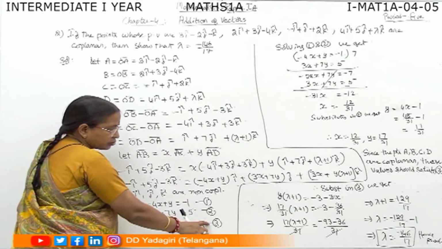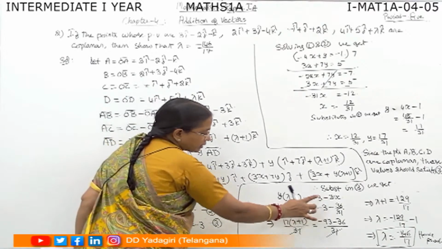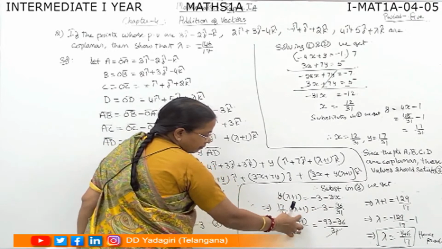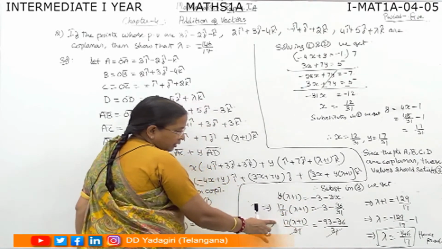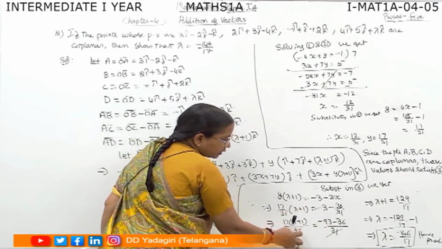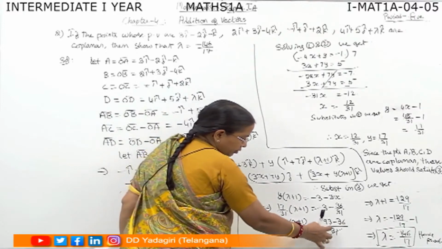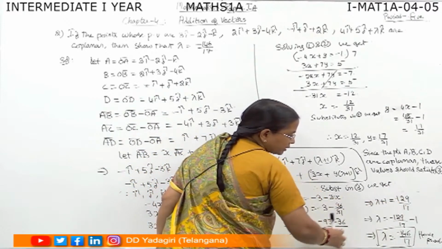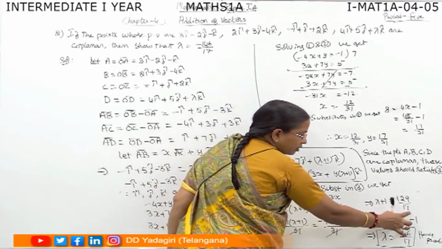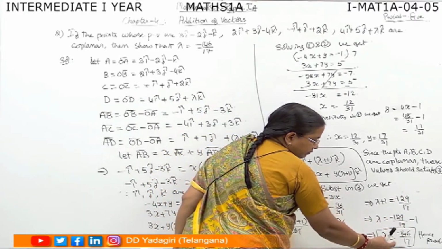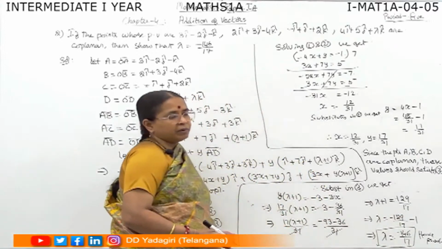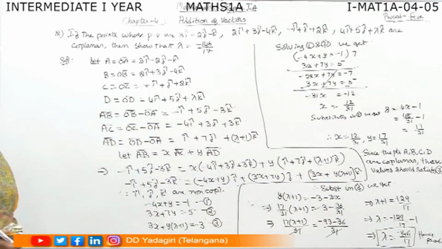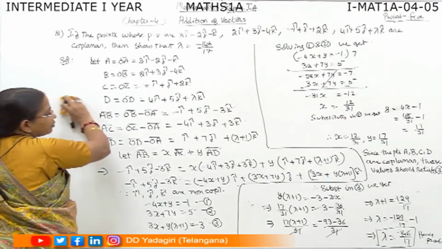We'll take this 3x to that side, so it is minus 3x. Now we will substitute the x value and also the y value, so you will get like this. After taking LCM, you can cancel 31 and take 17 to the denominator here. Simplify, so it is minus 129 by 17. Now take this 1 also to that side, LCM, simplify. You will get the value of lambda as minus 146 by 17. Hence it is proved. So like this we do the problem.